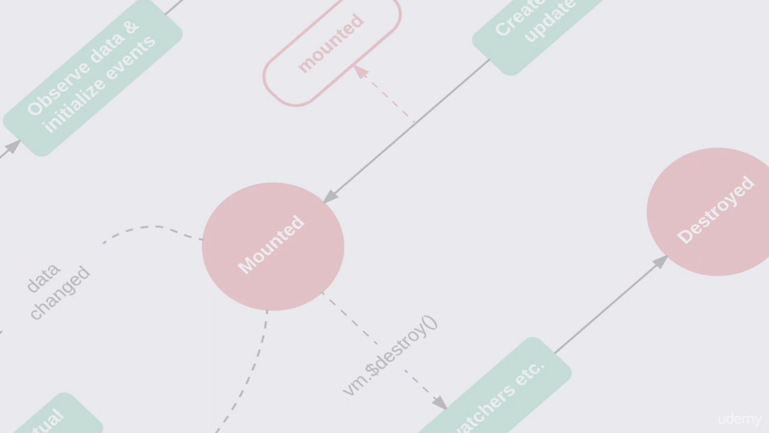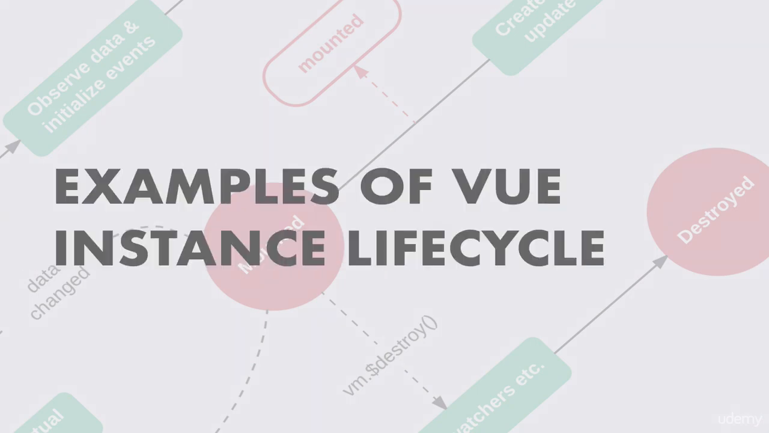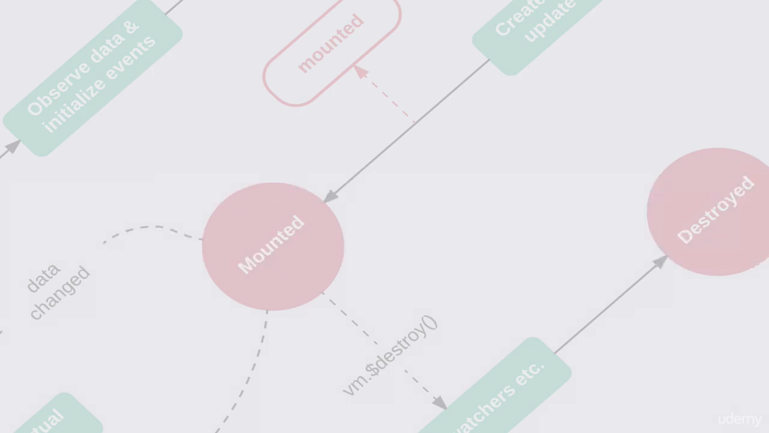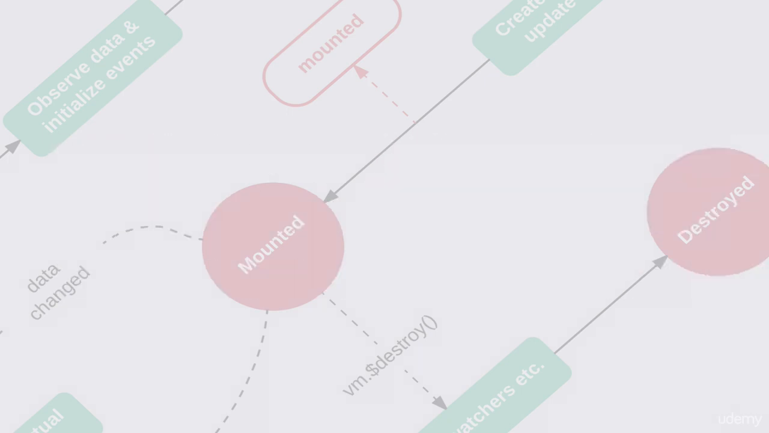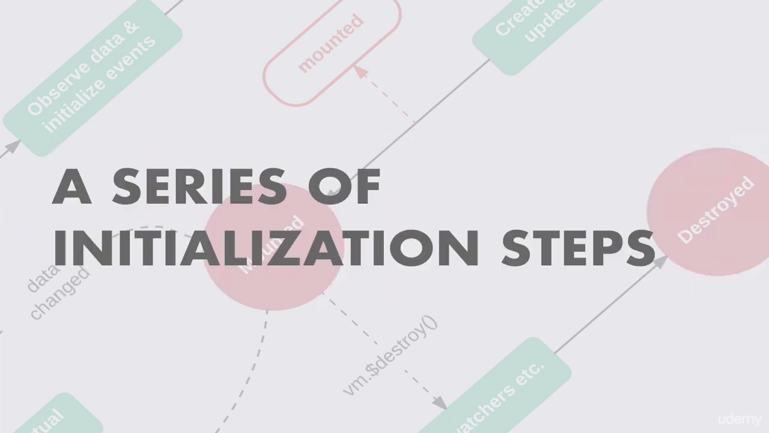In the last couple of lectures, we have actually seen a few examples of parts of the Vue instance lifecycle. I didn't mention it at the time, but let's now see how some of the things we learned fit into the bigger picture. Each time we create a Vue instance, there are a series of steps such as data observation, compilation of the template, mounting the instance to the DOM, etc.